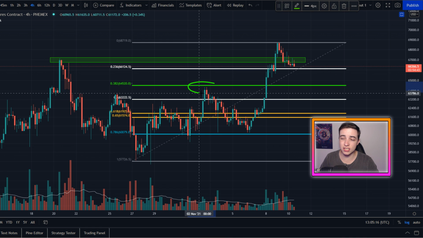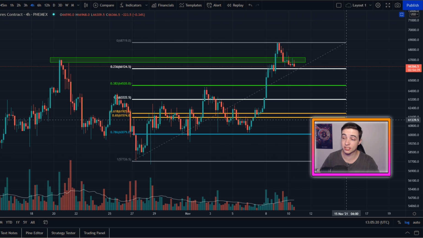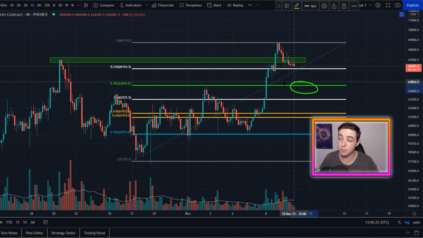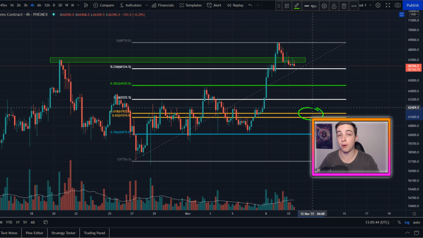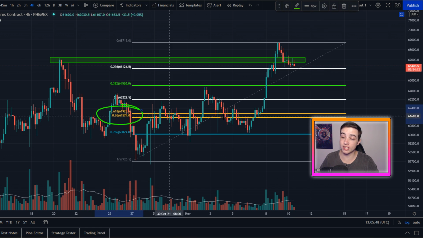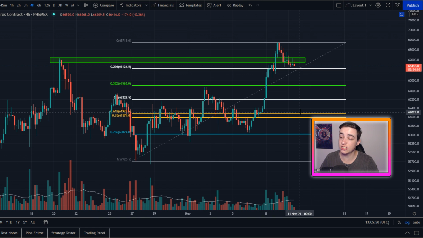So right there towards 64,500 US dollars would be an area of interest that I'll be looking at potentially accumulating a little bit of Bitcoin. And then anything below that, if somehow Bitcoin makes it all the way down to the golden pocket, that usually gives us some of the best buying opportunities. And right now, the golden pocket is coming in at roughly around 62,000 US dollars.